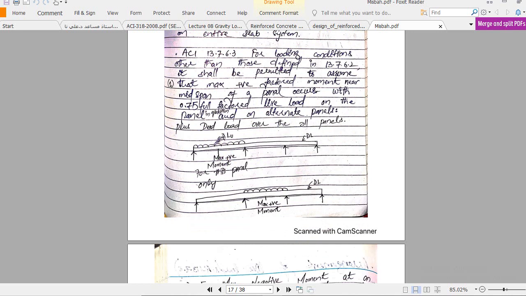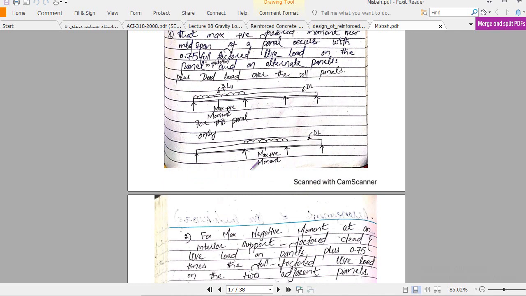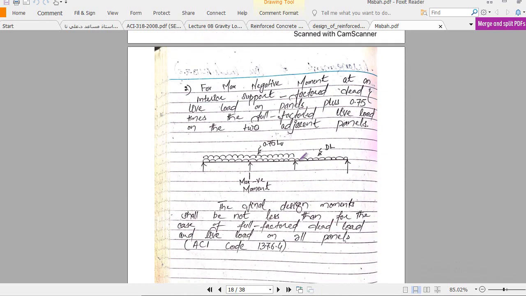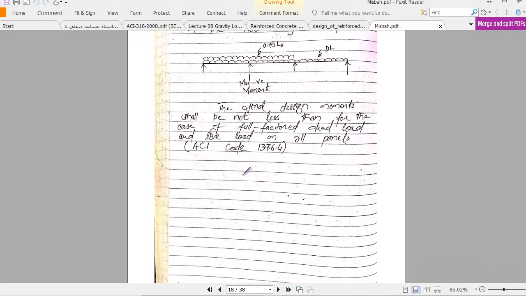You have to load only this span. Okay, then if you are interested to find the maximum moment here, then you have to load this span only with 3/4 of live load plus your full dead load. And similarly, negative moment will exist with the whole dead load plus 3/4 of live load. The final design moment, this is very important. I will show you this statement.